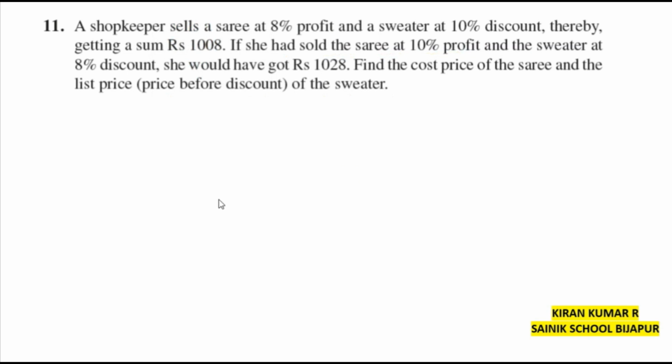Let me rewrite the equations. Equation 1 was 6x plus 5y equal to 5600. This was equation 1. And the second equation obtained was 55x plus 46y equal to 51400. This was our equation 2.